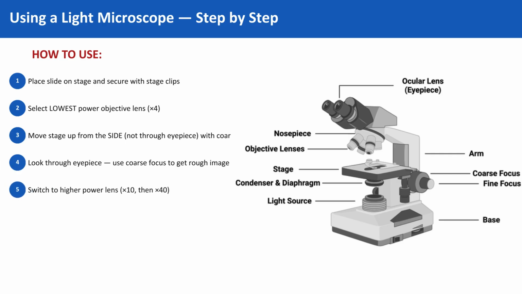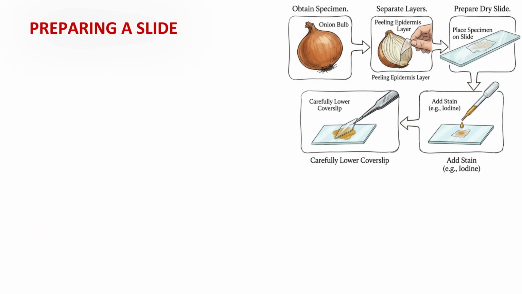Next, switch to the higher power lens, times 10 or times 40 as needed, and then use the fine focus knob to sharpen the image and adjust the light intensity by opening or closing the diaphragm.